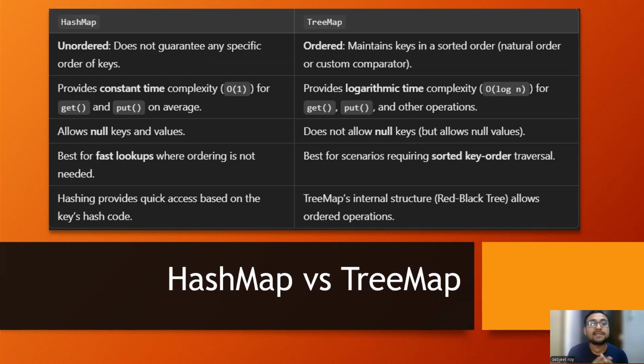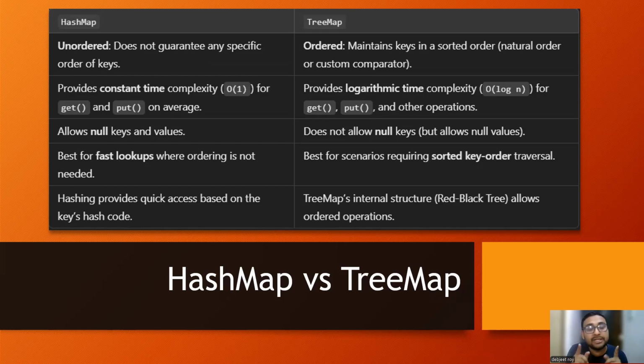Then hash map is best for faster lookups where ordering is not needed. If order is not important and thread safety is not important, always go for hash map because it is faster. You know, whenever you make a particular class thread safe, it comes at a cost, the cost of performance. Performance will automatically get reduced.